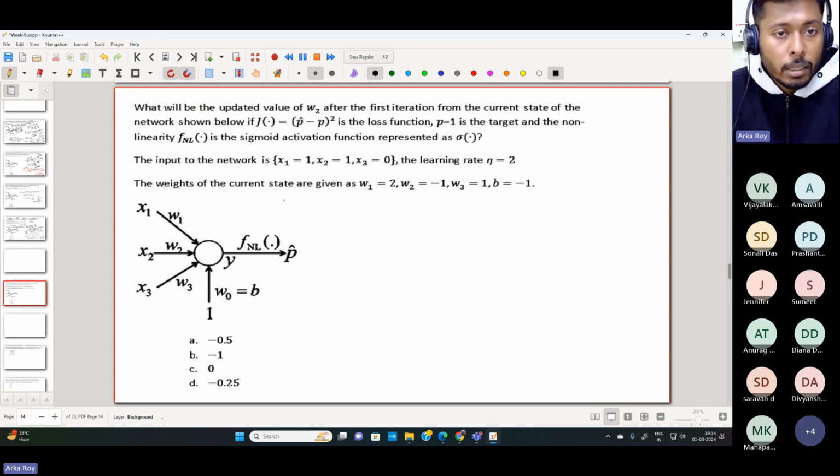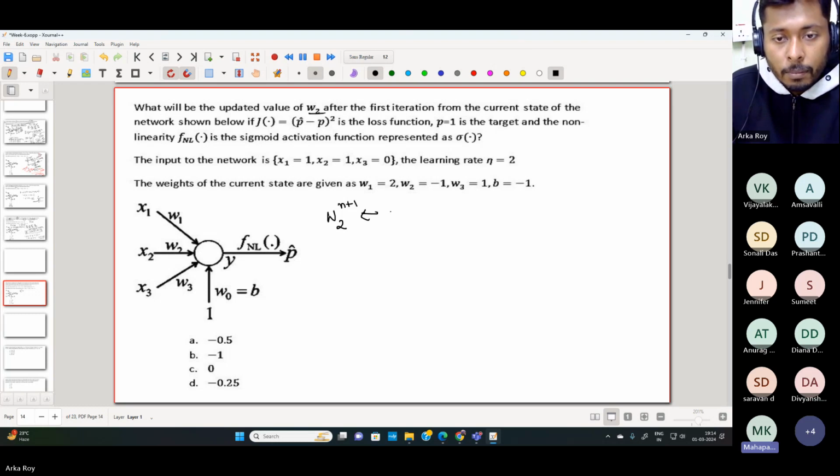So now in the next question, it is basically the continuation of the previous question itself. They have asked what will be the updated value of W2 after the first iteration. So what is the gradient descent formula? What is the gradient descent formula for W2? What can we write?